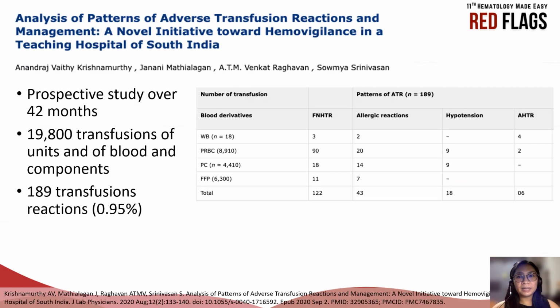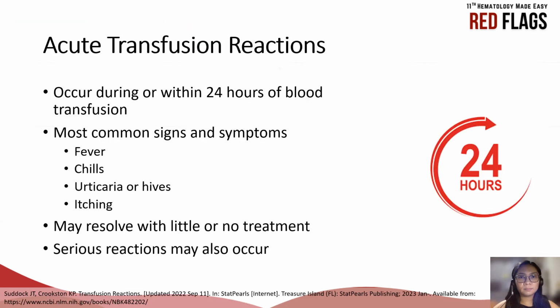In this prospective study by Krishnamurthy et al., this included all the ATRs reported to a hospital blood bank over a period of 42 months. Among 19,800 transfusions, 189 transfusion reactions were encountered, accounting for an incidence of 0.95%. Again, all cases in the study were of acute transfusion reactions.